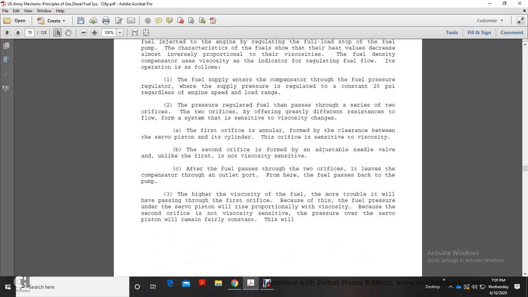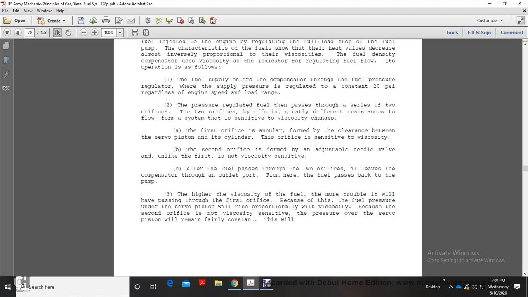The fuel supply enters the compensator through the fuel pressure regulator, which applies a constant regulated pressure of 20 psi regardless of engine speed or load range. The pressure-regulated fuel passes through a series of two orifices offering greatly different resistance to the flow of fuel. The first orifice, an annular clearance between the servo piston and cylinder, is sensitive to viscosity changes. The second orifice is formed by adjusting the needle valve and, unlike the first, is not viscosity sensitive.